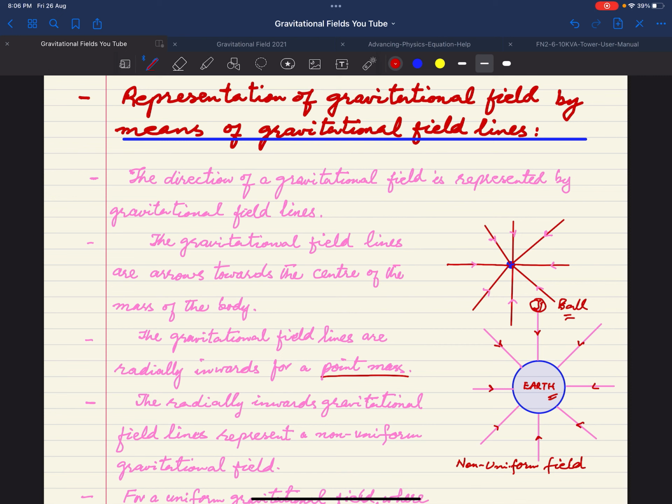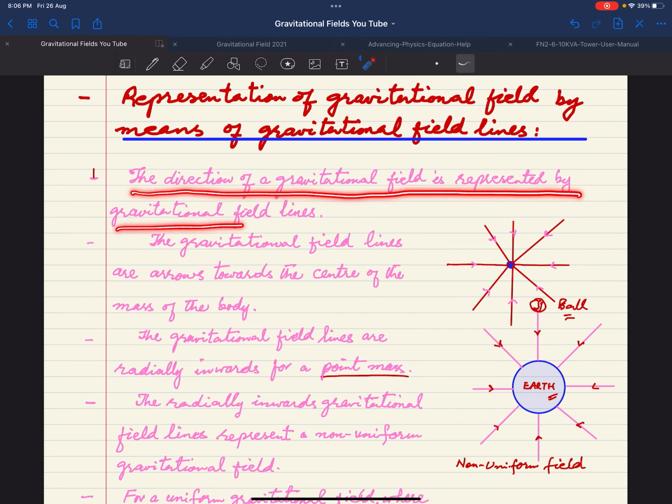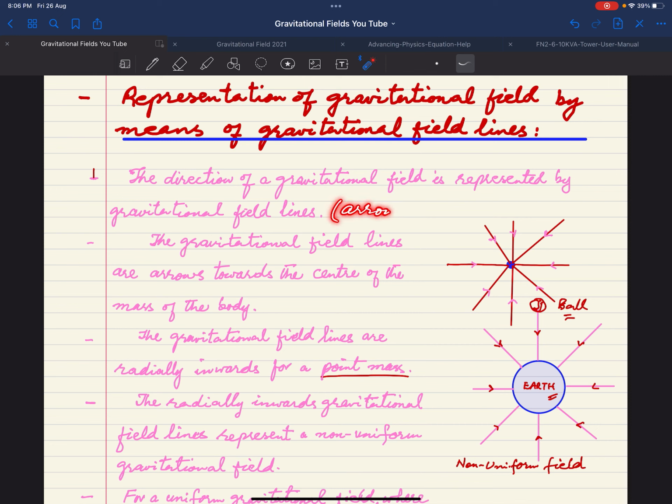As far as this point is concerned, the first point we can mention here is that the direction of the gravitational field is represented by the gravitational field lines. Again, as I have drawn here, these are the arrows towards the body. So whether you have the earth or any mass, the gravitational field is represented by the gravitational field lines. This is the first point you have to remember.